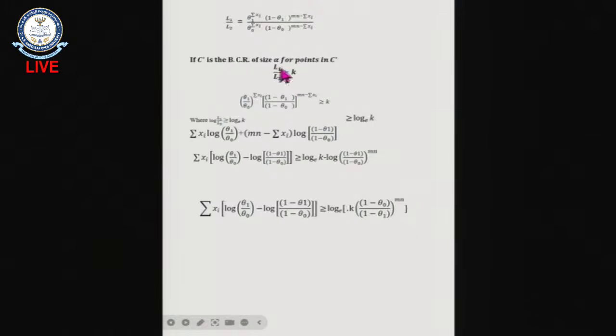Now take logarithms on both sides and apply the mathematical simplification, with sigma xi after taking the logarithm. Then divide throughout this equation by n. According to the critical region, the probability under H0 is always less than or equal to alpha. Whenever that property is satisfied, we can find the value k. That is why we simplify by dividing throughout the equation.